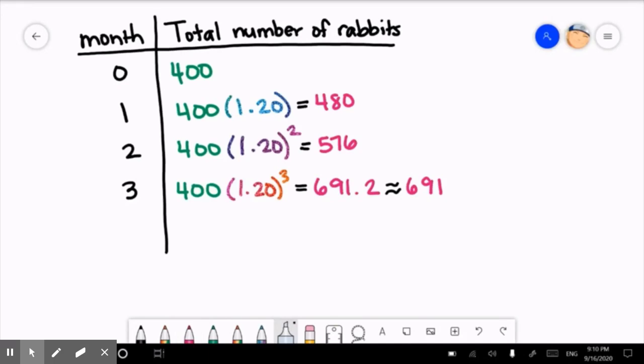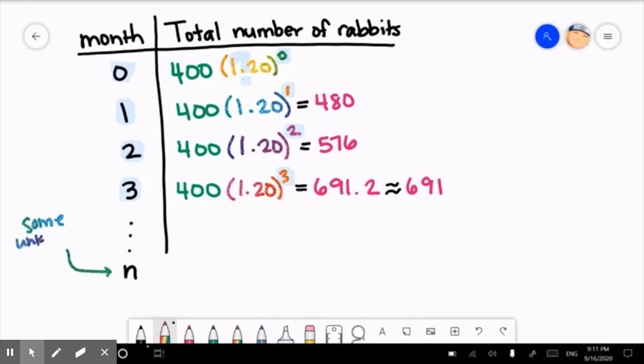Notice any patterns? If you look carefully, you might find that the exponents match the number of months. But what about 1? Well, there's technically a 1 in that exponent. How about 0? We can rewrite 0 to have a 0 power. Remember, anything to the 0 power is just equal to 1.